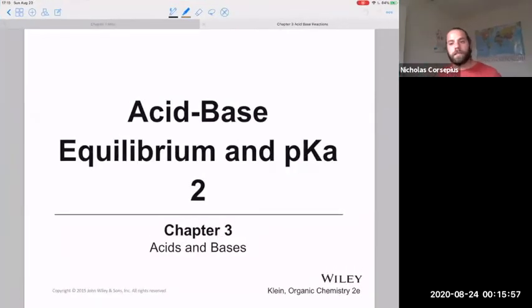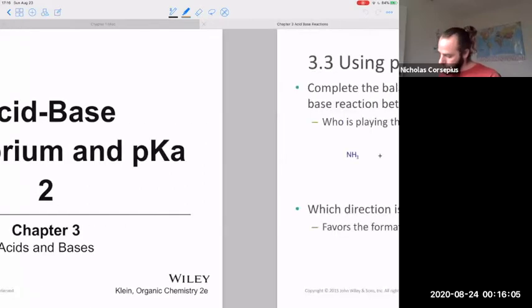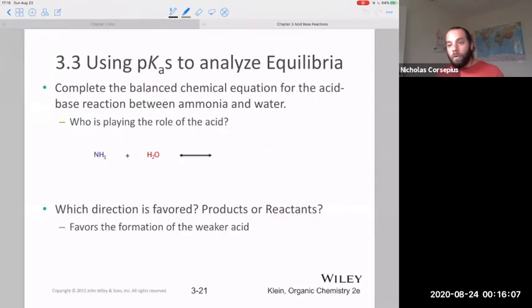All right, so in addition to determining relative acidity and basicity of molecules using pKa's, there's another thing that we can do with pKa's that is pretty cool. Now let's say that we're just given this: a mixture of water and ammonia, and we need to figure out what the products of this reaction are.